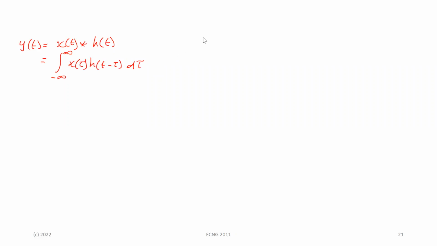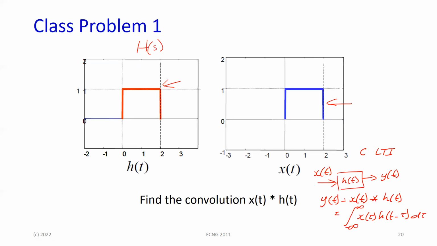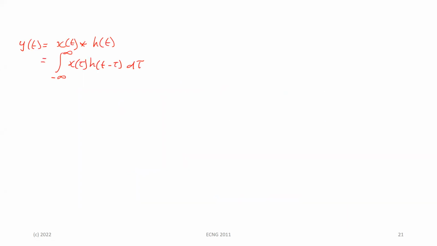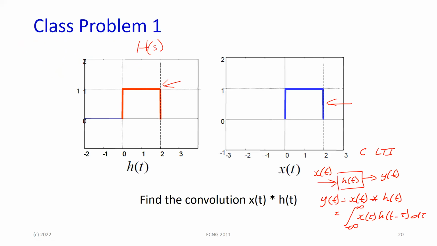From last week, we saw that to get to this integral form, there are a couple of steps we have to do. We have the signals here on the previous slide. We have h(t), which is the one in red, and we have x(t), which is the one in blue. The first step is to define the equations that represent both of them. So what is h(t) and what is x(t)?